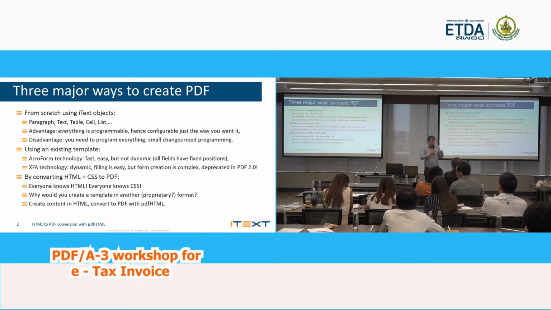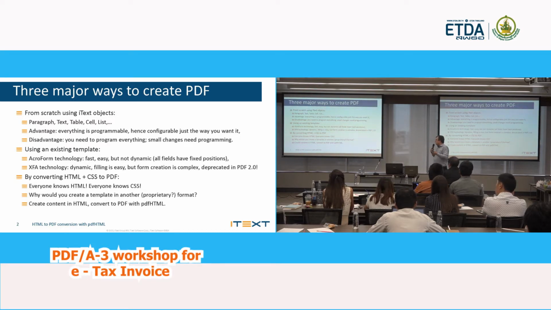And you see that Johannes, in his talk, he used HTML. And so that's the 3 major ways to create a PDF: from scratch programmatically, using an existing template, or by converting HTML and CSS to PDF. Why HTML to PDF? Because everyone knows HTML and everyone knows CSS. Well, that's maybe a generalization, but it's much easier than the previous options.